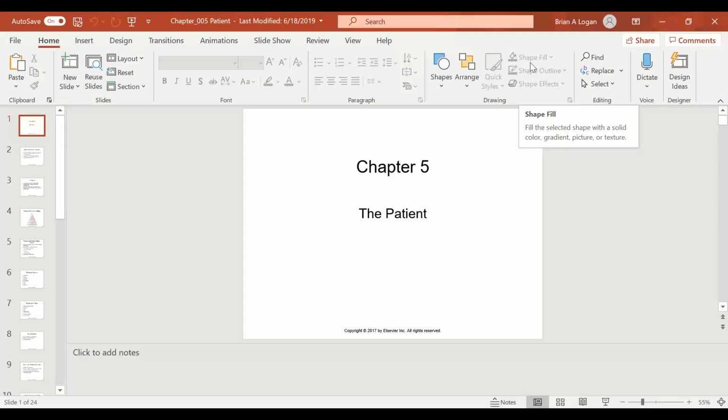We're going to be talking today, chapter 5, about the patient. It's relatively short, so we may actually start a little bit of chapter 22 as well, the minimally invasive surgery. But let's go ahead and jump right into the patient.